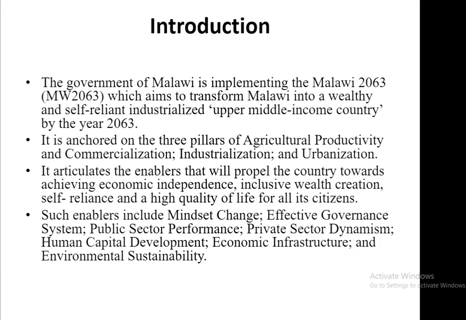I hope you are all aware that the government of Malawi is currently implementing the Malawi Agenda 2063, which aims to transform Malawi into a wealthy and self-industrialized upper middle income country by the year 2063. The agenda is anchored on the three pillars of agricultural productivity and commercialization, industrialization, as well as urbanization. The agenda also articulates the enablers that will propel this country towards achieving economic independence, inclusive wealth creation, self-reliance, and a high quality of life for all its citizens.